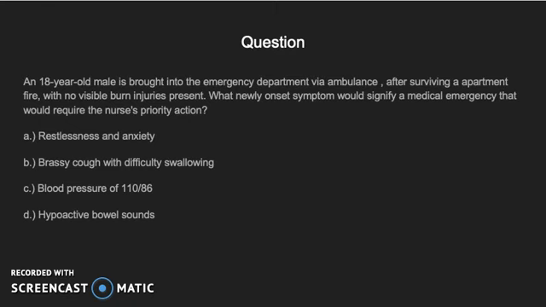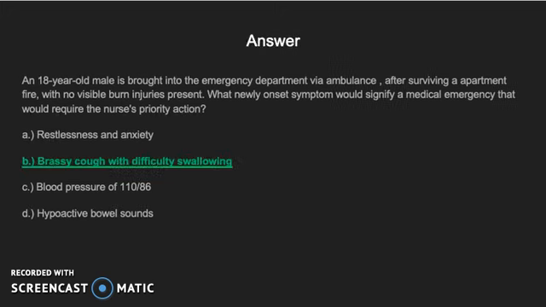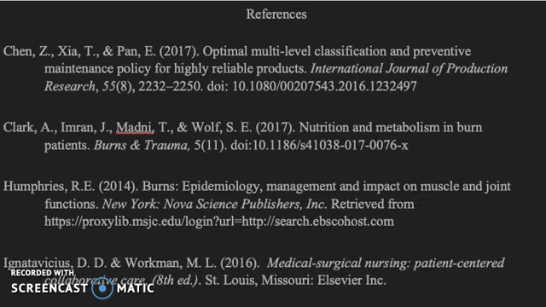An 8-year-old male is brought into the emergency department via ambulance after surviving an apartment fire with no visible burn injuries present. Which newly onset symptom would signify a medical emergency that would require the nurse's priority action? A, restlessness and anxiety. B, a brassy cough with difficulty swallowing. C, blood pressure of 110/86. Or D, hypoactive bowel sounds. Pause the video to look at the question. Good. It's going to be B, brassy cough with difficulty swallowing.